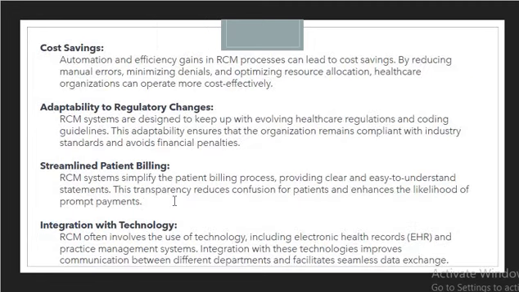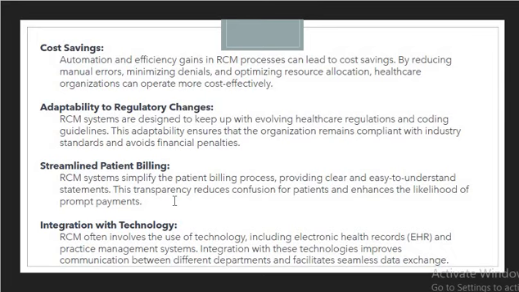All right. Now the next point is cost saving. Automation and efficiency gains in the RCM process can lead to cost savings by reducing manual errors, minimizing denials, and optimizing resource allocation. Healthcare organizations can operate more cost effectively, because everything is automated. We are taking care of everything at every step, right? We are checking all the required things. If there is any error, then we will try to reduce that. We are also minimizing the denials and the risk of claim rejection. We are optimizing our resource allocation.